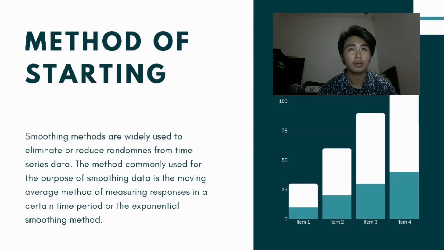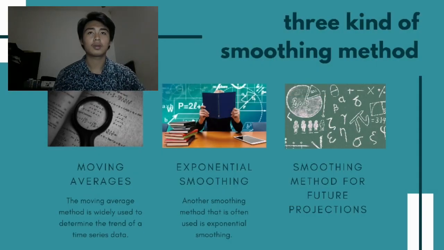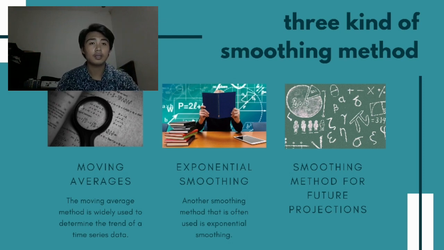Smoothing methods. Smoothing methods are widely used to eliminate or reduce randomness from time series data. The methods commonly used for the purpose of smoothing data are the moving average method of measuring response in a certain time period, or the exponential smoothing method. And these are the kinds of smoothing methods. Number one is moving average.